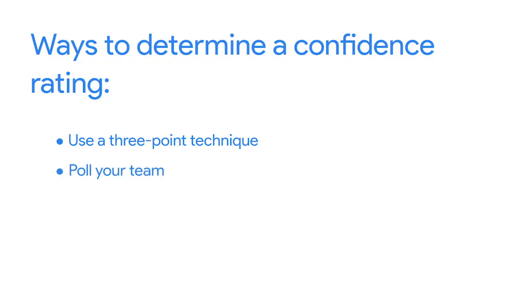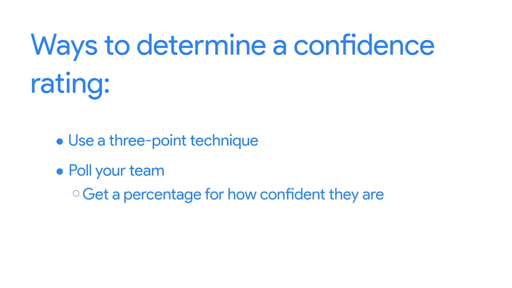Another way to determine a confidence rating is by polling your team about the tasks they're assigned and coming to a consensus about your collective confidence. To do this, you could calculate their level of confidence as a percentage, which means polling everyone on their estimates and calculating the average confidence level. You might find that they're 90% confident, which would mean you have an overall high confidence rating. Or maybe they're only 60% confident, which would mean you have a medium confidence rating.